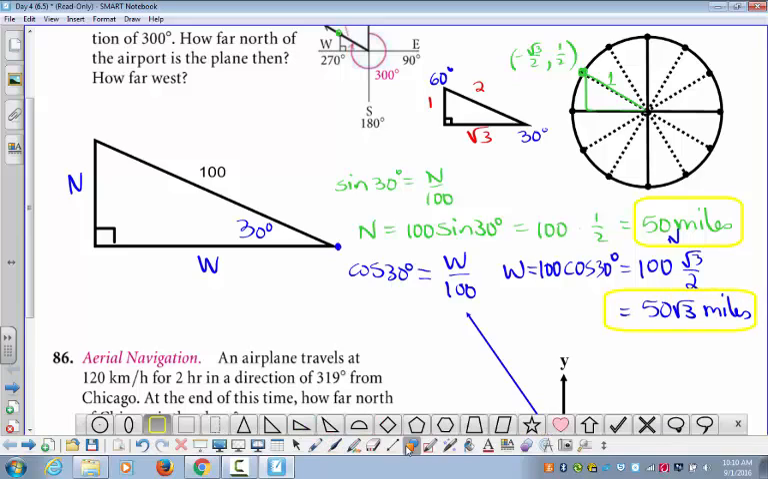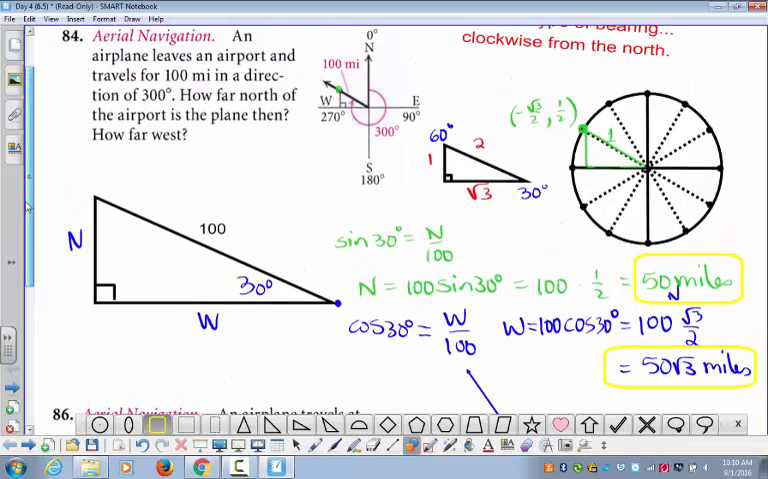50 root 3 miles. If my math lab says approximate to the nearest 10th, you go to your calculator, you type 50 square root 3, and you approximate to the nearest 10th, if that's what it asks. If it says leave it exact, leave it exact. So I want to point out one thing.